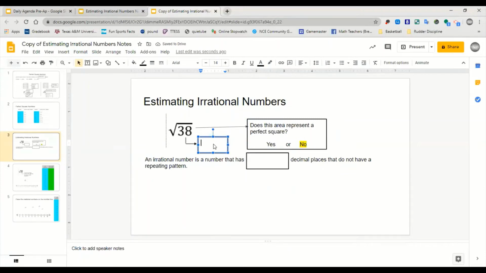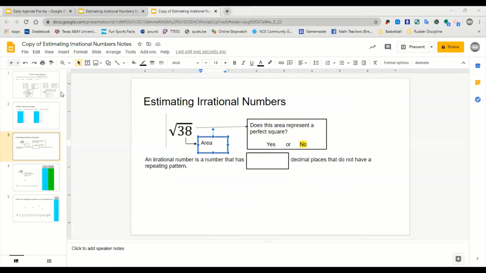So again, I can still make a shape that has a 38 area, but it's not going to be a square. It's going to be a rectangle. Like 19 times 2, right? That's going to give me 38, but that's a rectangle because those side lengths aren't the same. Good.